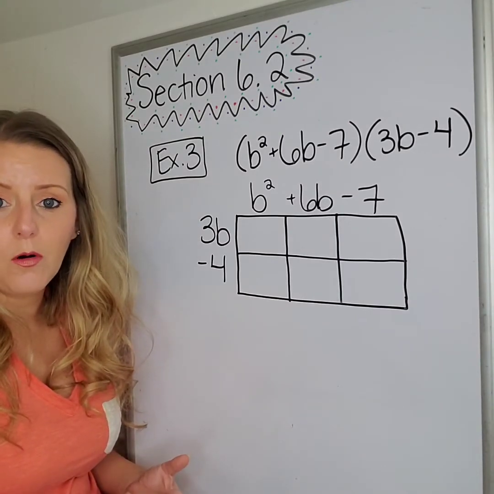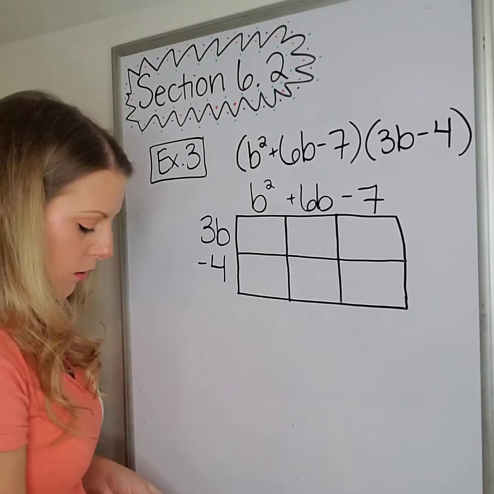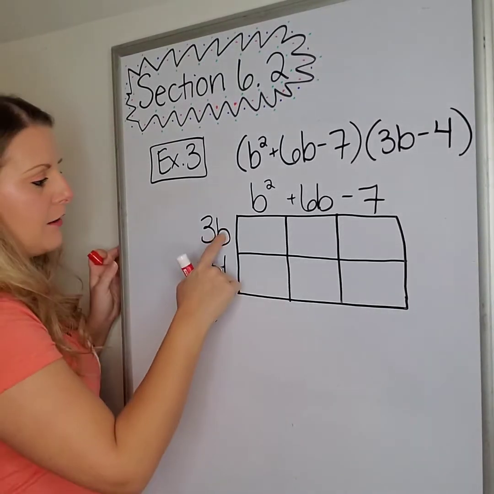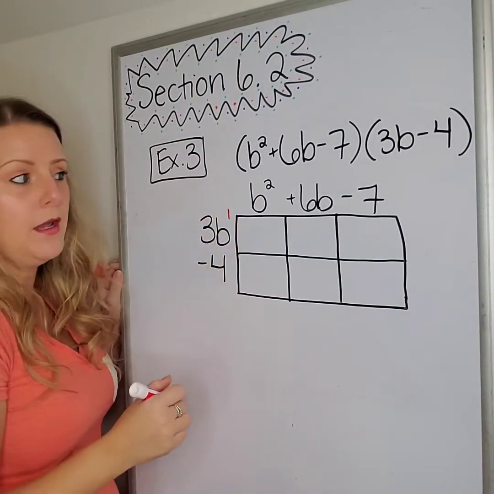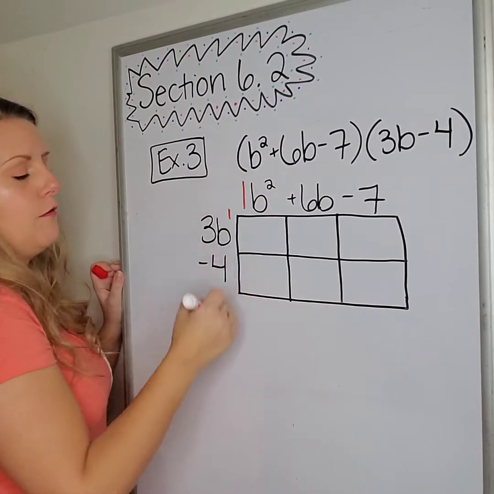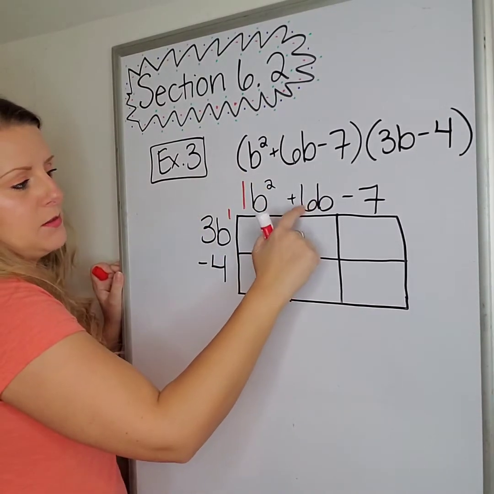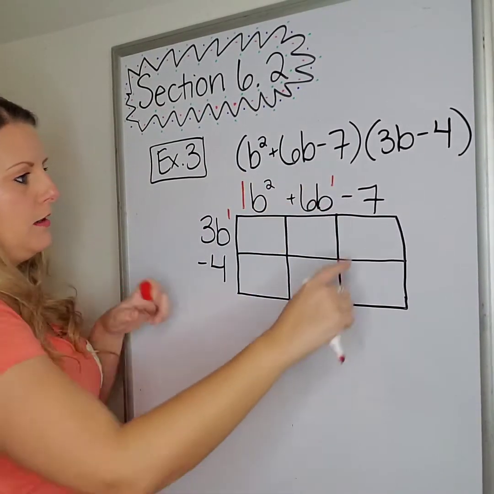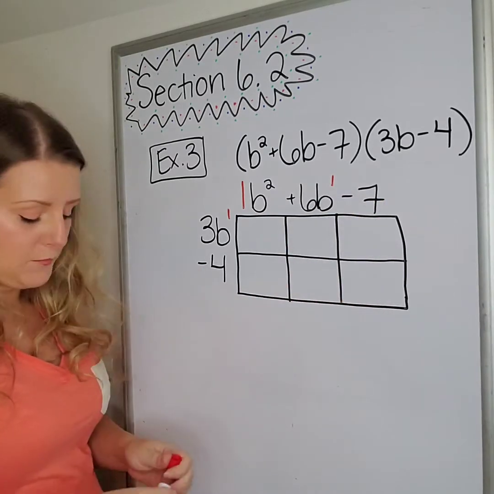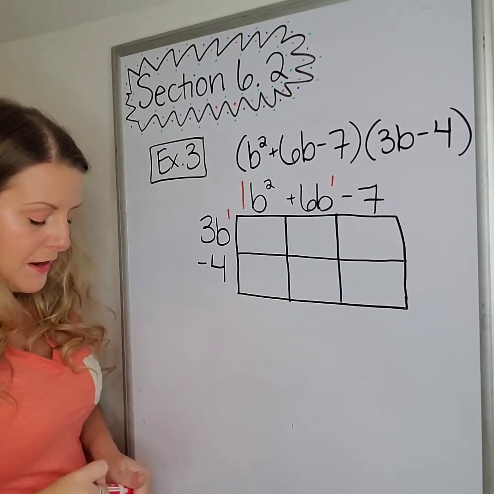So it keeps you more organized. Okay? So before we start, make sure every letter has a coefficient and an exponent. Make sure every letter has a coefficient and an exponent. This one has a coefficient, but it's missing an exponent. And then these don't have letters at all, so we don't have to worry about those. And then you just fill in the boxes.